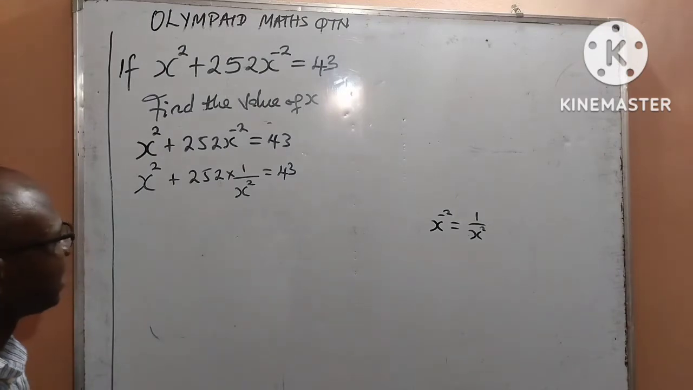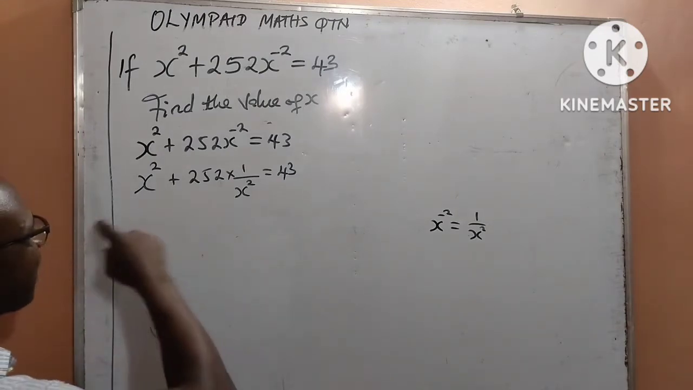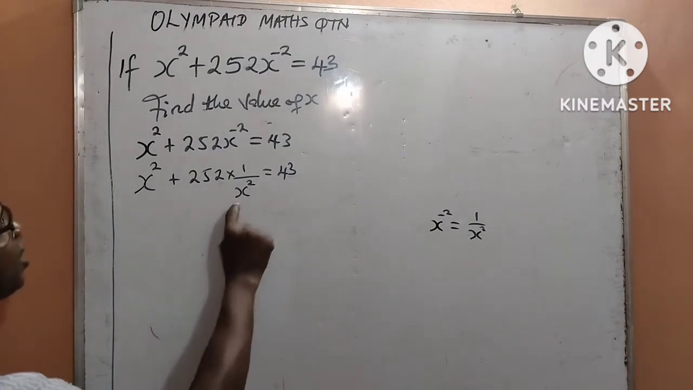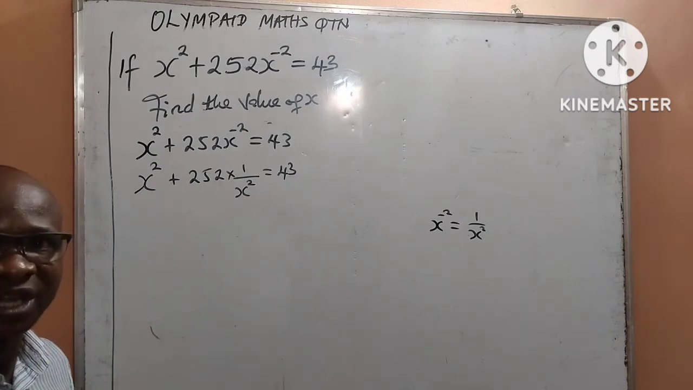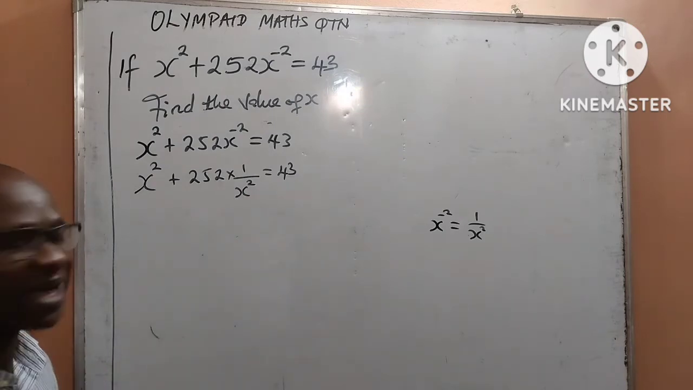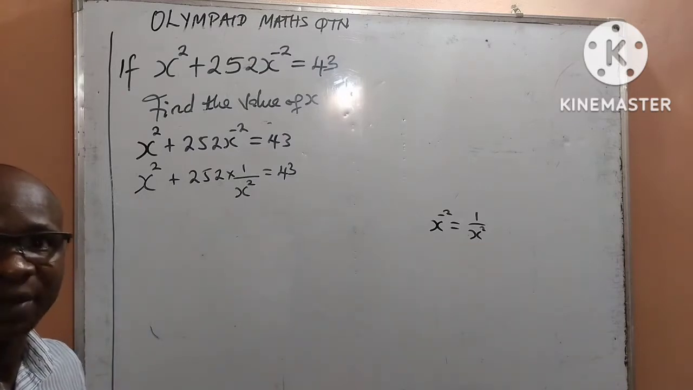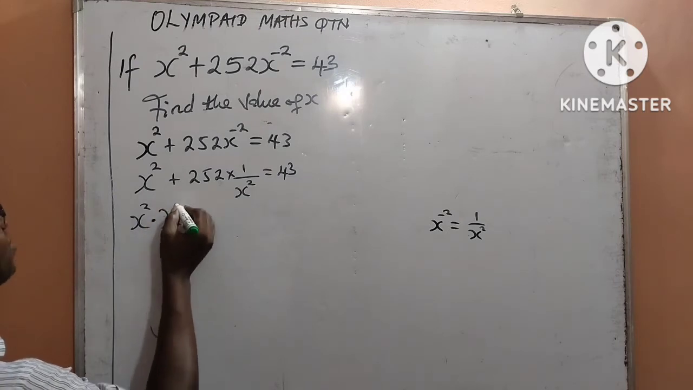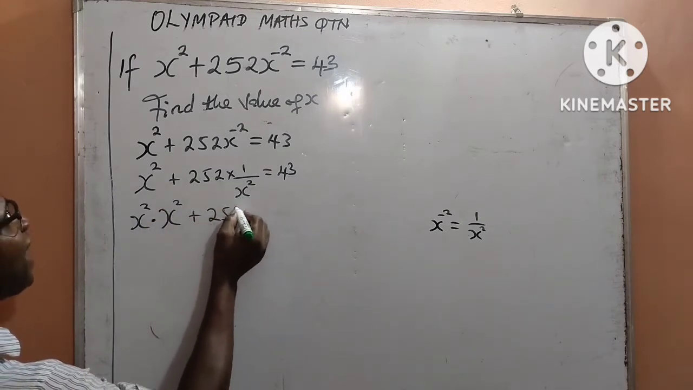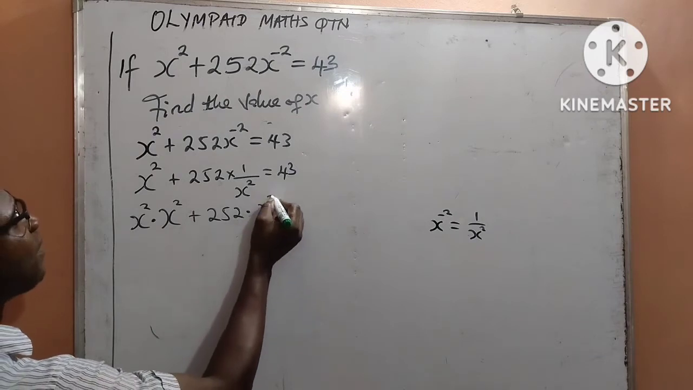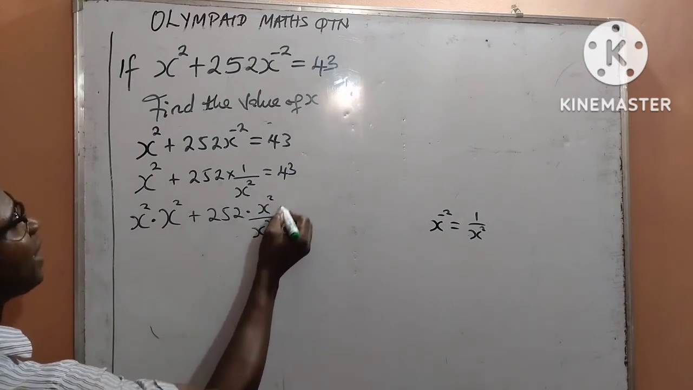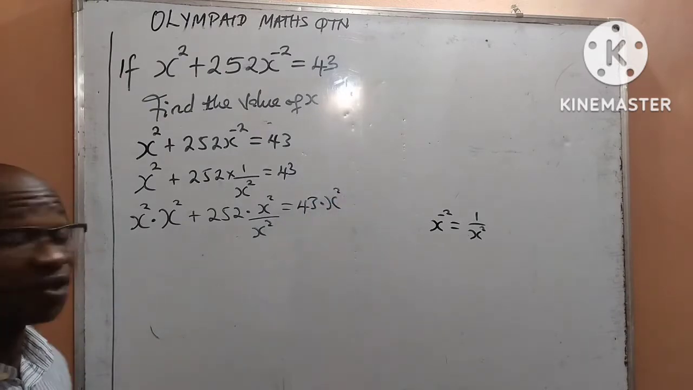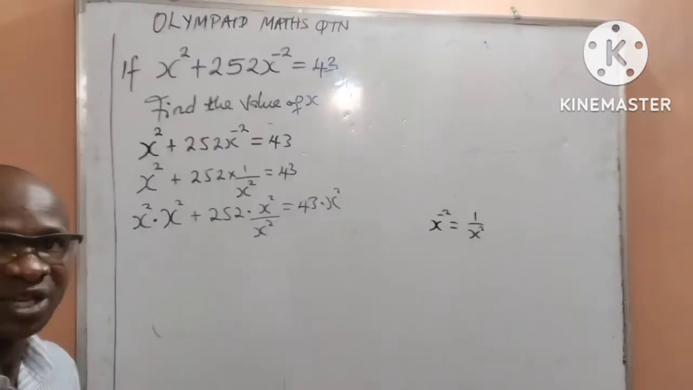We move on. The next thing I will do is to multiply all through by x to the power 2. Why do I want to do that? Because I want to cancel out this x to the power 2 at the denominator, and the only way to achieve that is to multiply all through by x to the power 2. So I shall have x to the power 2 multiplying x to the power 2, then plus 252 multiplying x to the power 2 all over x to the power 2, equal to 43 multiplying x to the power 2. So I have done that, multiplying all through by x to the power 2.